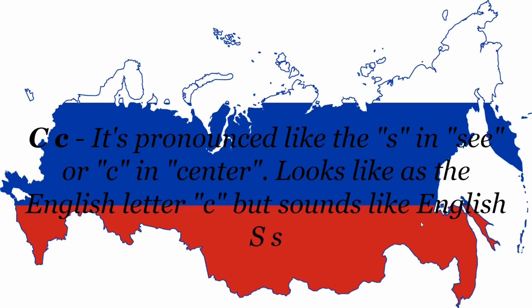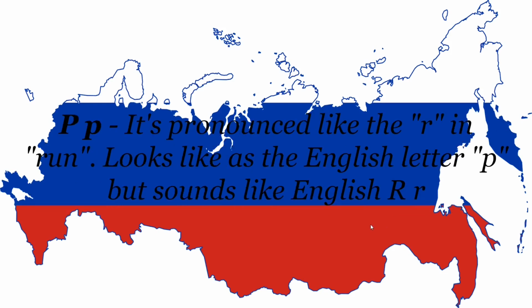The first letter that we're going to go over is the C, which sounds like the S sound. It looks like the English letter C, but sounds like the English S. Next one is what looks like a P. It's pronounced like an R, as in run. It looks like the English letter P, but sounds like the English letter R.